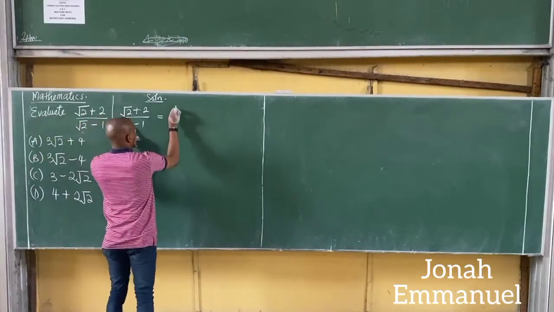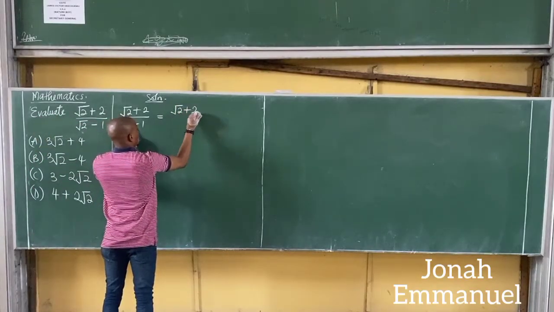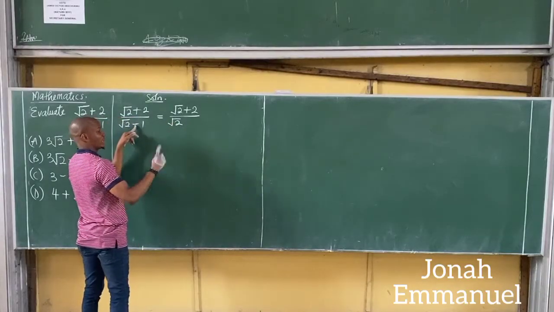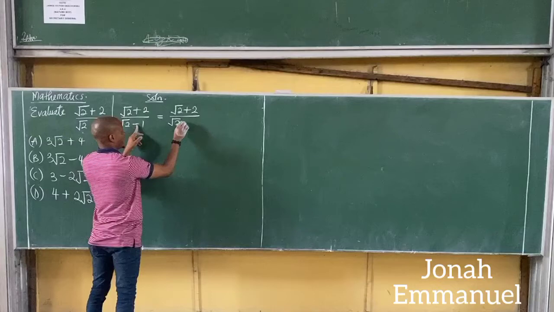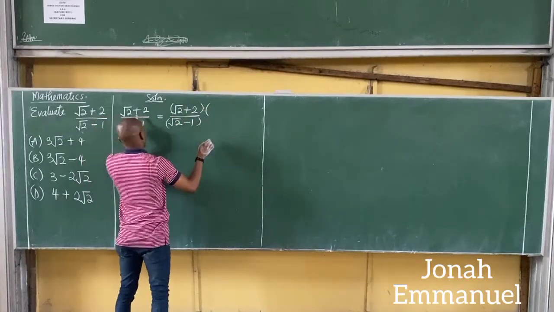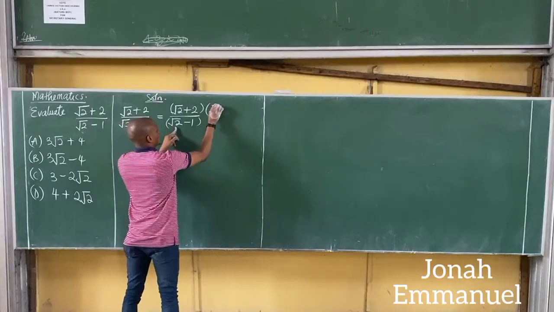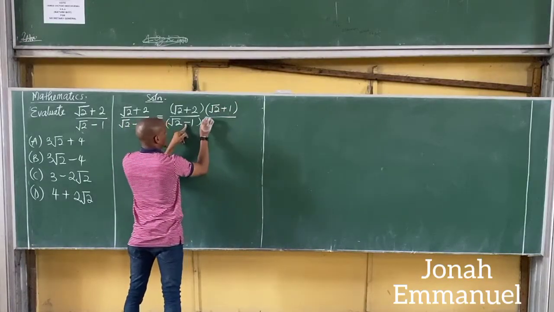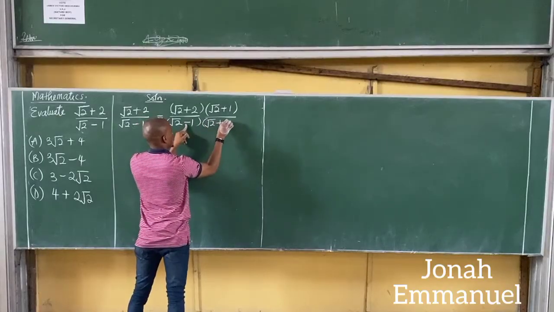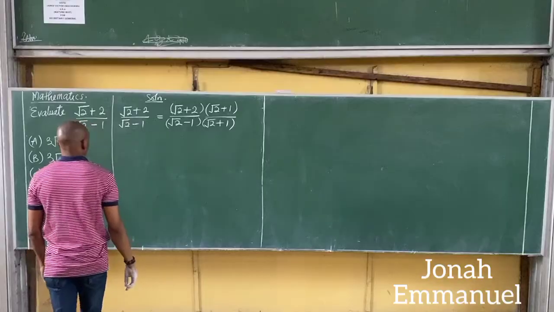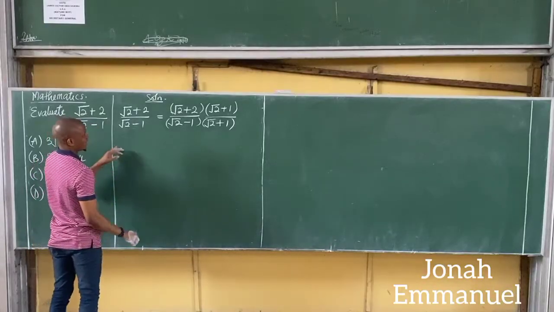It becomes what here? Root 2 plus 2 all over root 2 minus... plus 1. Okay, sorry, minus 1. Remember, multiplying by the conjugate now, root 2 changes to plus 1, all over root 2 plus 1. Alright, so what do you now get here?